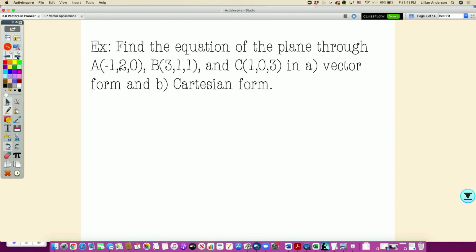And since we're writing in two different forms, remember the vector form is the one from the very first slide. That was vector R equals vector A plus S times vector V plus T times vector W. And remember that vector V and vector W were two non-parallel vectors. So essentially what you need here is two non-parallel vectors. Those vectors are created from those 3 points.